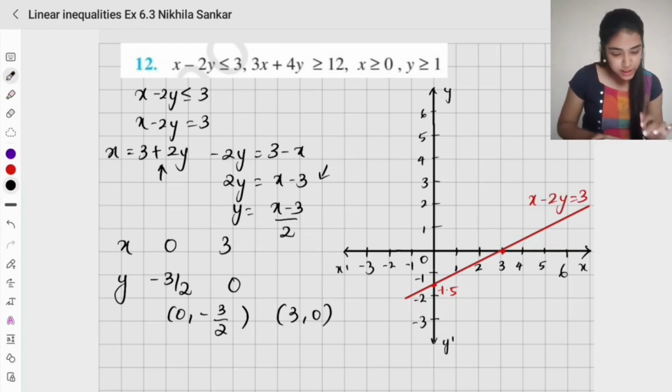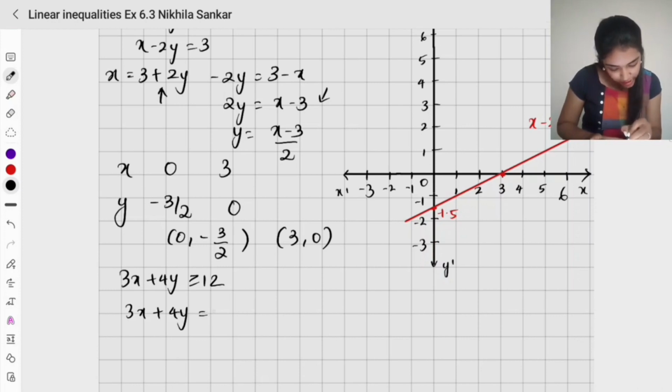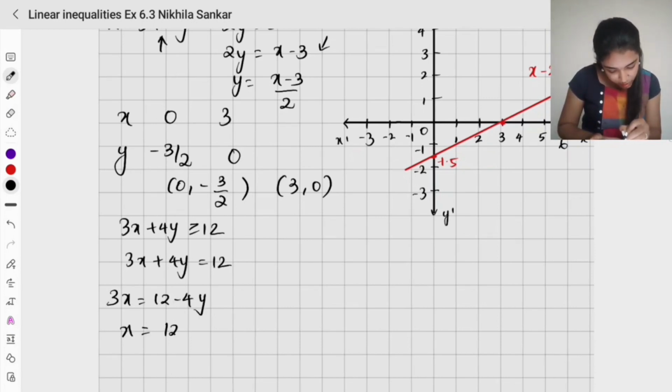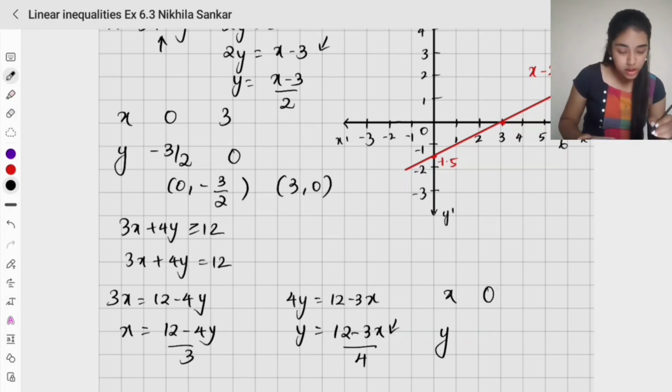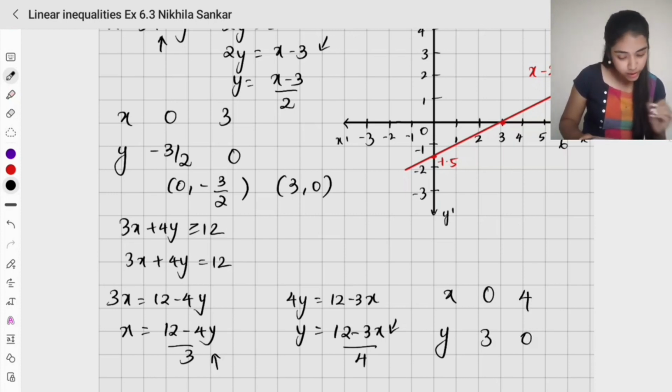What is my other equation? 3x plus 4y greater than or equal to 12. So this is 3x plus 4y equals 12. Writing one variable in terms of the other, I'll have 3x is equal to 12 minus 4y. X is equal to (12 minus 4y) divided by 3. Similarly, 4y equals 12 minus 3x. So y is equal to (12 minus 3x) the whole divided by 4. Putting x and y values, when x is equal to 0, I'll have 12 by 4 which is 3. When y is 0, I'll have 12 by 3 which is 4.